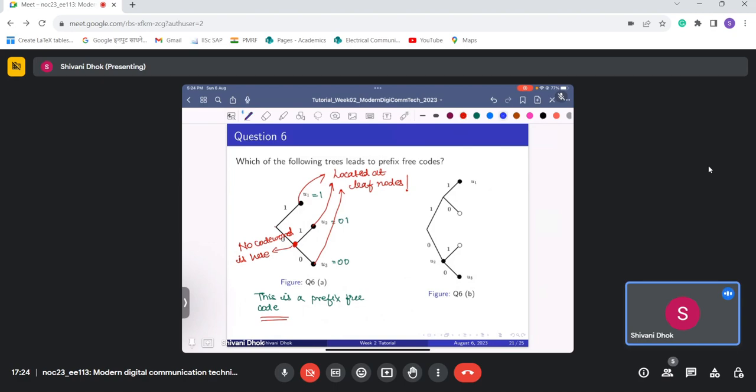Now if we look at the second part, one code word is located here, one code word is located here, and another code word is located here. Now if you observe carefully, this one, where this U2 is located, is not a leaf node, which clearly indicates that this won't lead to a prefix free code. How? Let us look. This U1 is 1, 1. This U2 is simply 0, and this U3 is 0, 0.